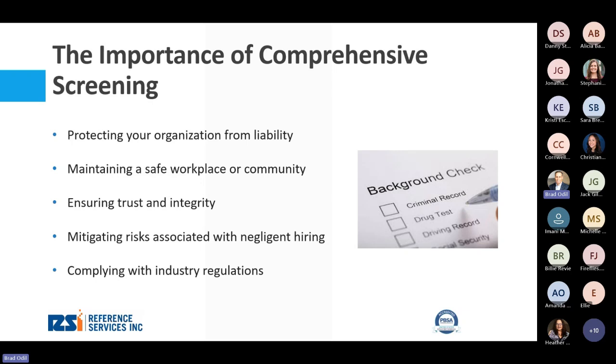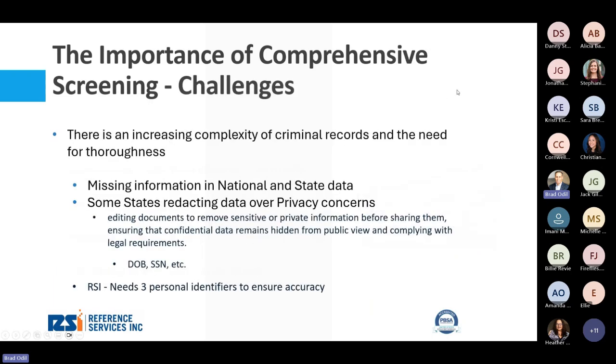And when we talk about comprehensive screening, which we'll try to help define for you, we have in mind: what are we doing to protect your organization from liability? What are we doing to provide trust? How are we mitigating negligent hiring risk? Those of you that have to comply with regulations, all those things come to mind. But when we think about some of the challenges that we face in this industry, a lot of it is just in the complexity of the criminal records and the need for the thoroughness that we hope to provide for you in reviewing those records and reporting things back to you.